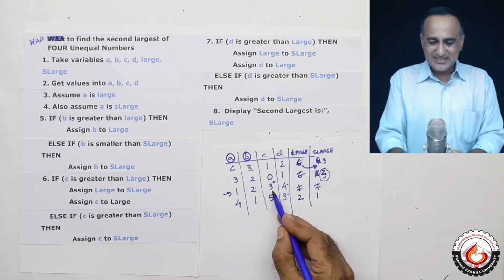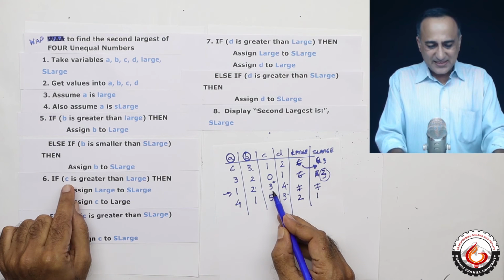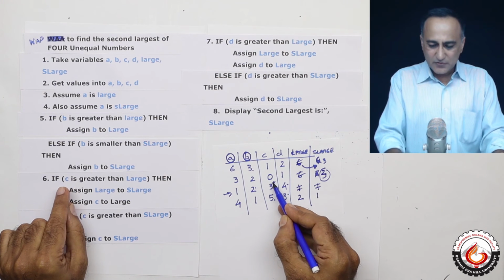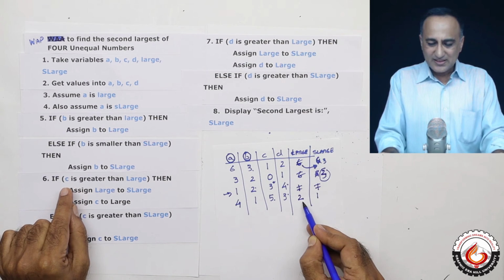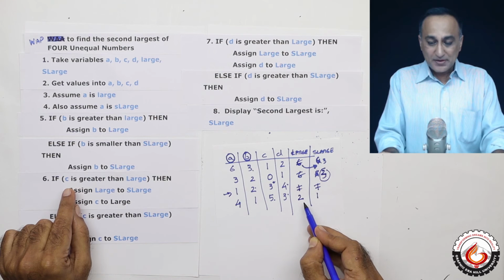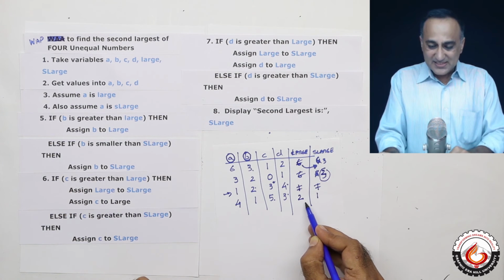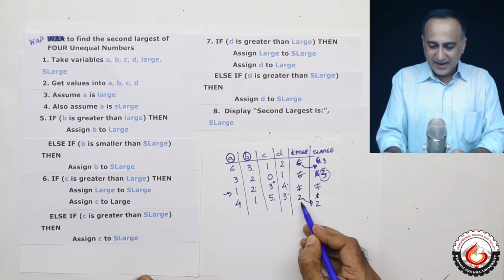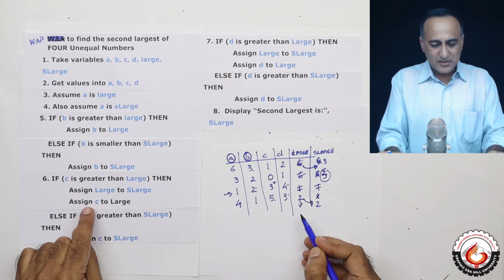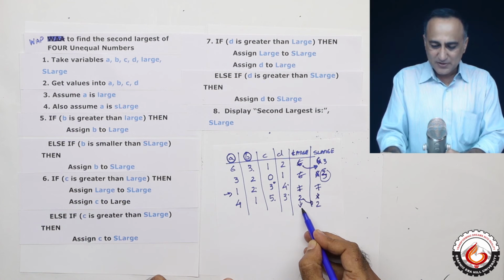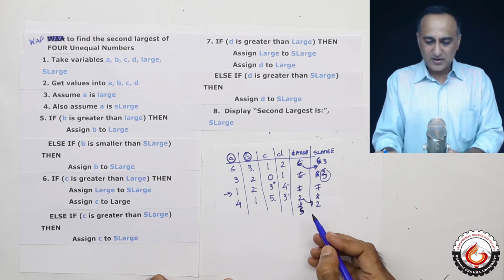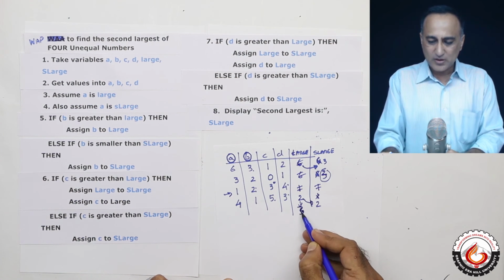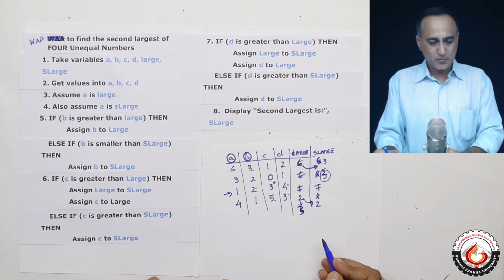I come to C. Once I come to C, I am checking the value of C here, 3, with the large. 3 is greater than 2? Yes. So what will happen in this case is now my new second large is going to become 2. This fellow will move here, and this fellow will be replaced by the value of C, which happens to be 3. So large is 3, second large is 2.